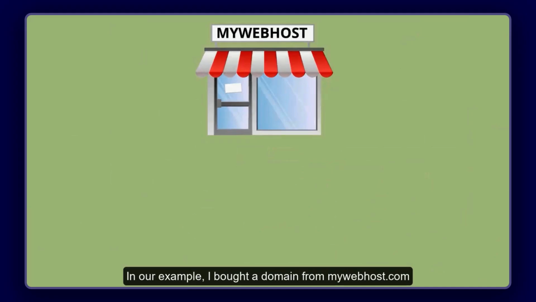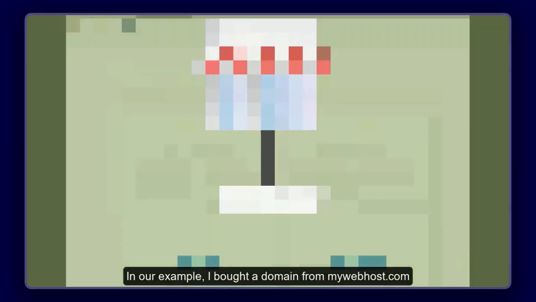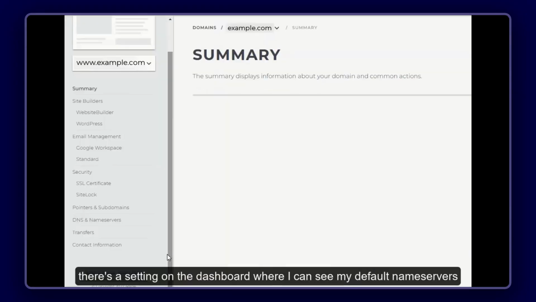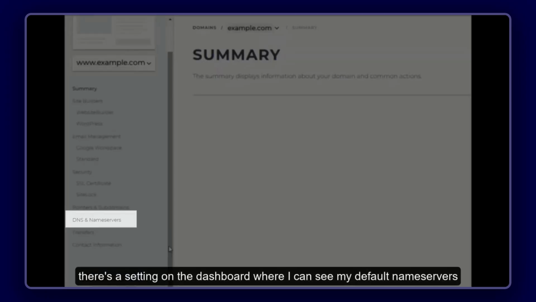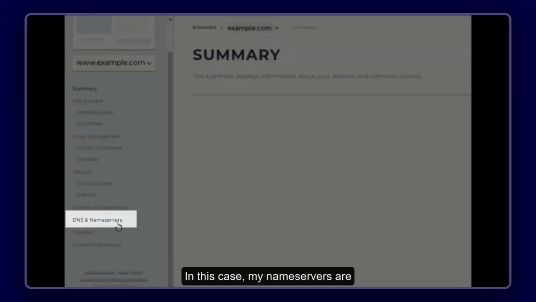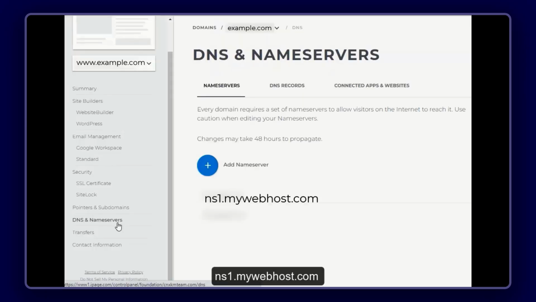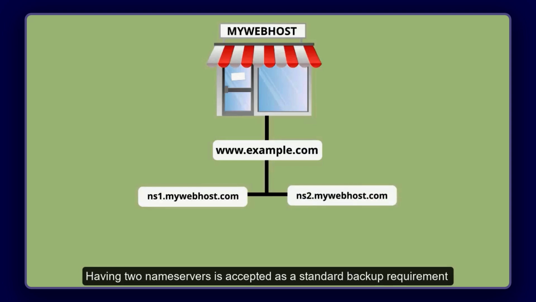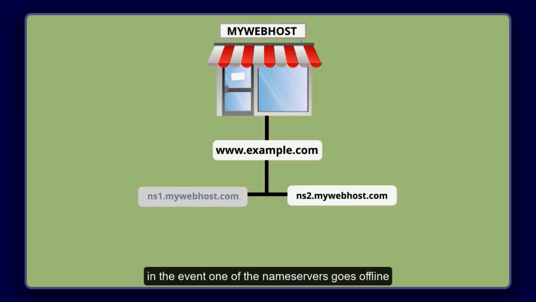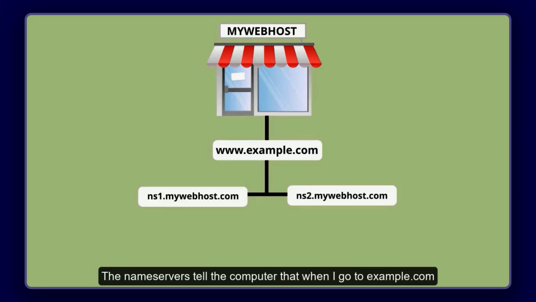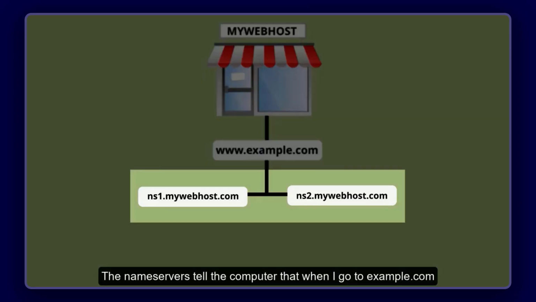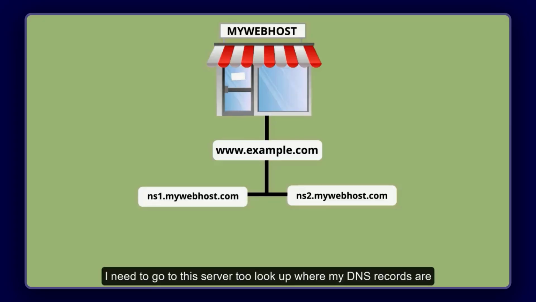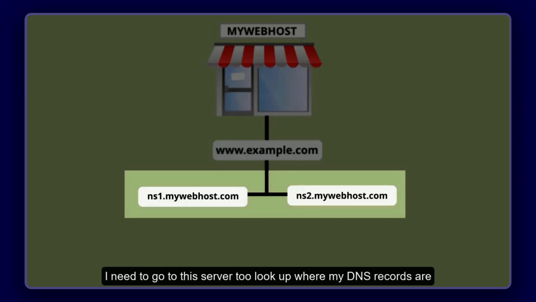In our example, I bought a domain from mywebhost.com. Once I purchase the domain, there's a setting on the dashboard where I can see my default name servers. In this case, my name servers are ns1.mywebhost.com and ns2.mywebhost.com. Having two name servers is accepted as a standard backup requirement in the event one of the name servers goes offline. The name servers tell the computer that when I go to example.com, I need to go to this server to look up where my DNS records are.